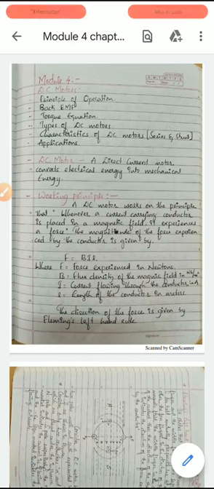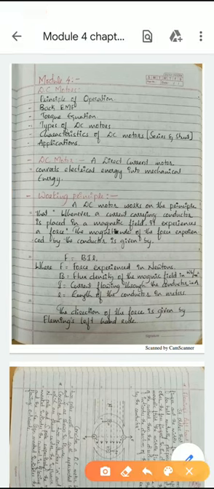In this chapter we are going to study the principle of operation, how the motor is going to operate, what is the role of back EMF, torque equation, types of DC motors, and characteristics of DC motors. For your syllabus you have only the characteristics of series and shunt DC motor, and last is applications.